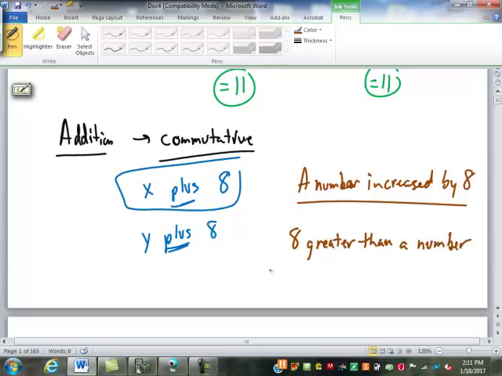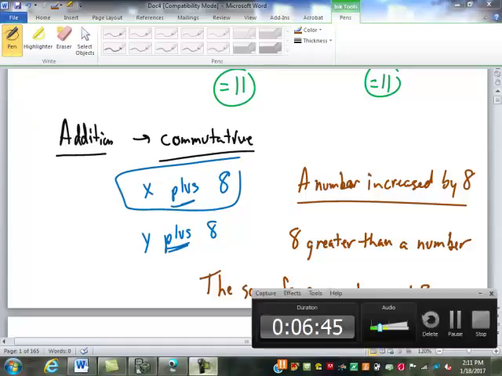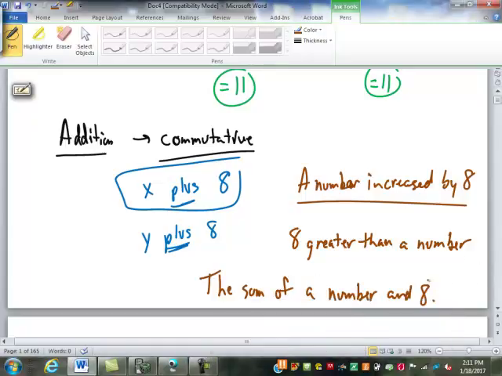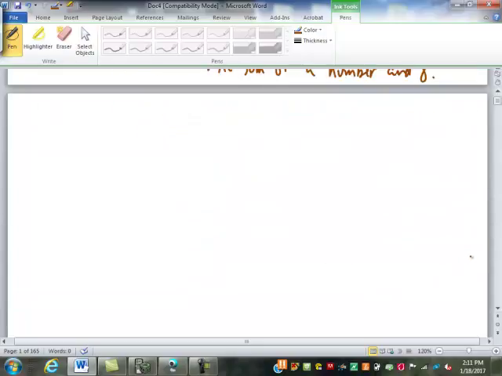Here's the one that a lot of people forget about. The sum of a number and 8. And there are a lot of other phrases out there. If we took our time and dug through them, we can come up with them that mean addition. So now let's look at another one.